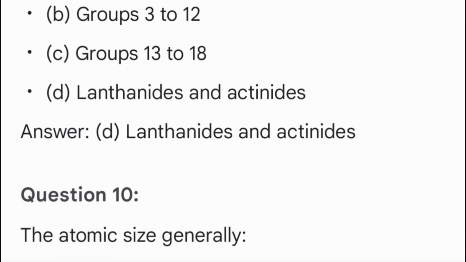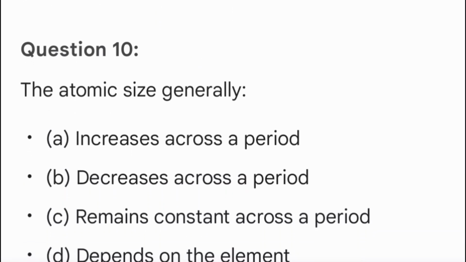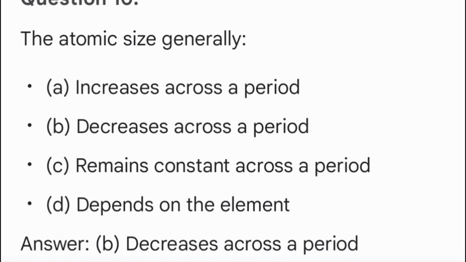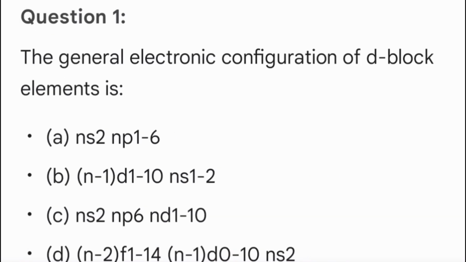Question 10. The atomic size generally: A. Increases across a period, B. Decreases across a period, C. Remains constant across a period, D. Depends on the element. Answer: B. Decreases across a period.